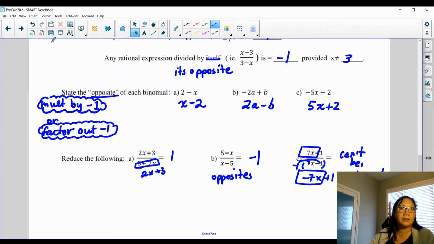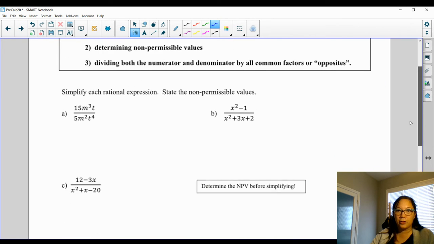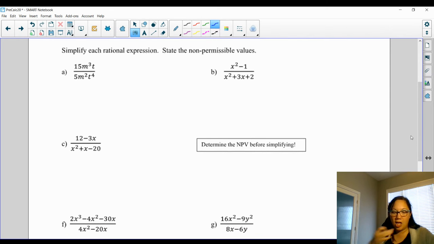So it's tempting to think that those are opposites, but you have to be really careful and maybe even do a little side calculation to check that out. Okay, on to the next page here. We're on page 3 out of 4. So rational expressions can be simplified, and that's what we're going to do here.